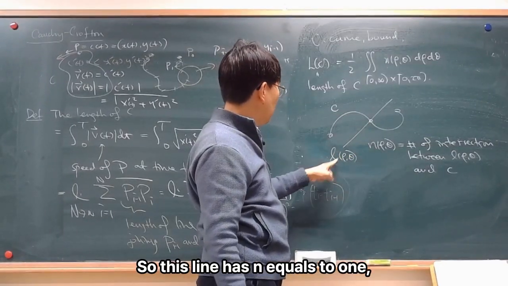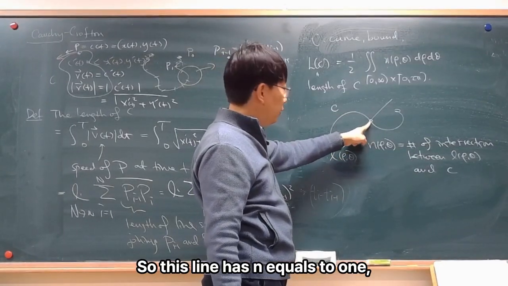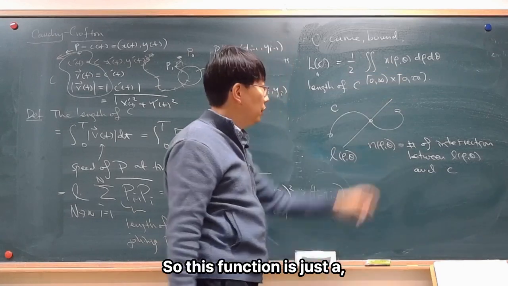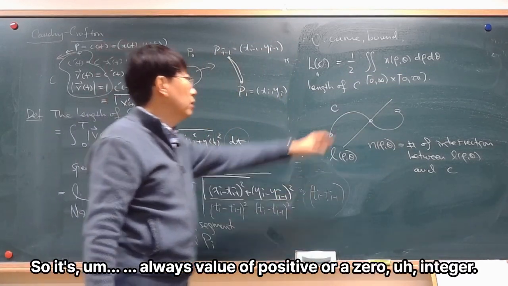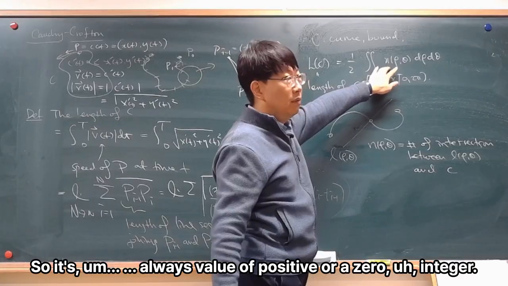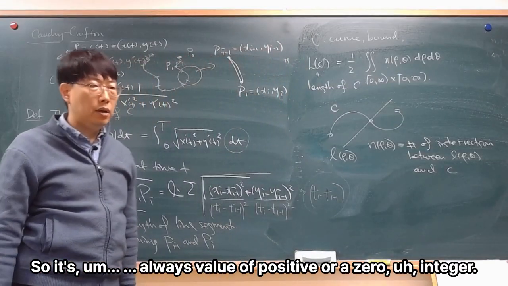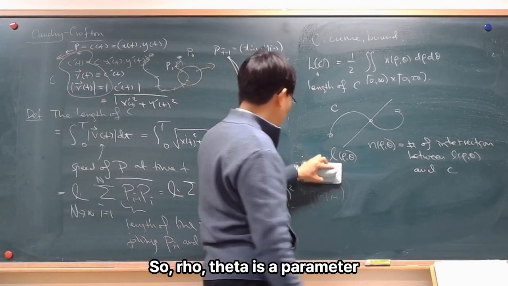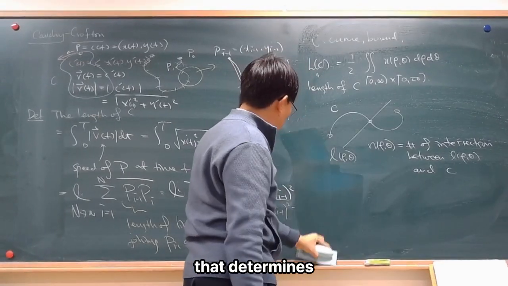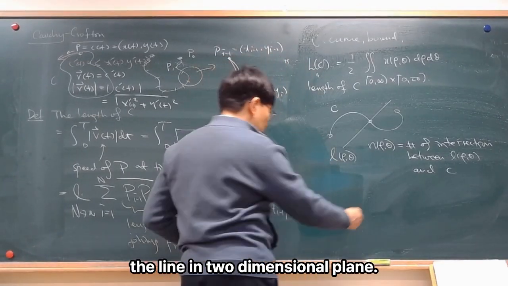So this line has n equals 1, so we just have n here. This function is not a continuous function at all, right? It always takes a positive or zero integer value. And what are rho and theta? Rho and theta are parameters that determine a line in the two-dimensional plane.